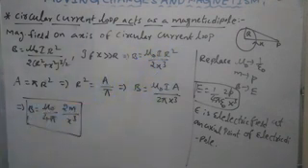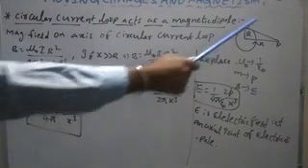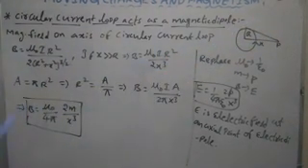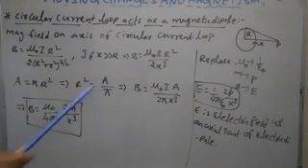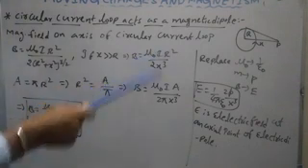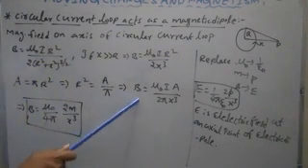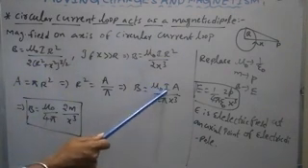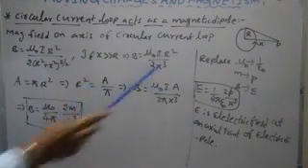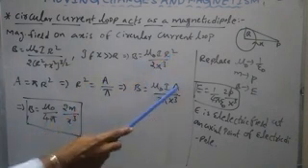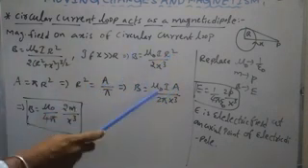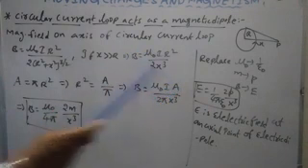Now we simplify this further. We know the area of the coil is pi r square, so r square is equal to A by pi. For simplification we take this area consideration. Then B is equal to mu naught I, substituting A by pi for r square, remaining as it is: mu naught I A by 2 pi x cube.